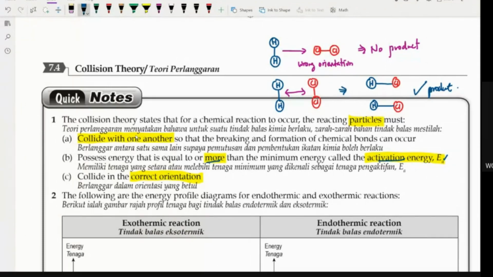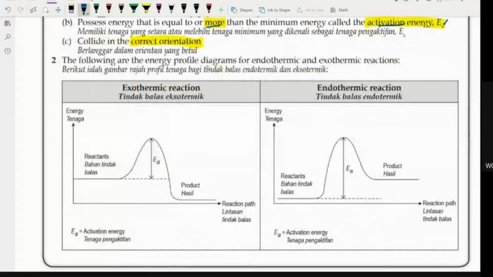Okay, class. So here is the energy profile diagram for endothermic and exothermic. Endothermic and exothermic we will discuss in detail in Form 5. Exothermic is release heat to surrounding. Endothermic is absorb heat from surrounding. So if you look into here, because it releases heat, the energy of the reactants is higher compared to the products. The energy is lower in the products because heat is released, right?